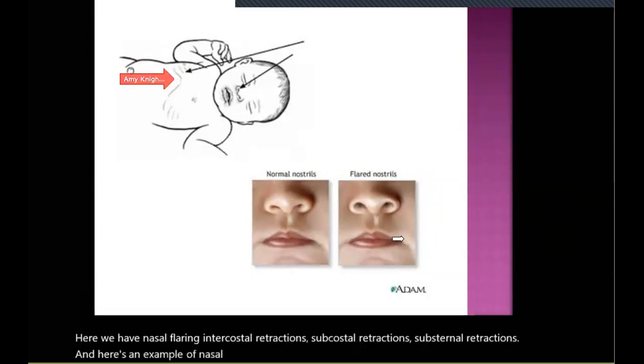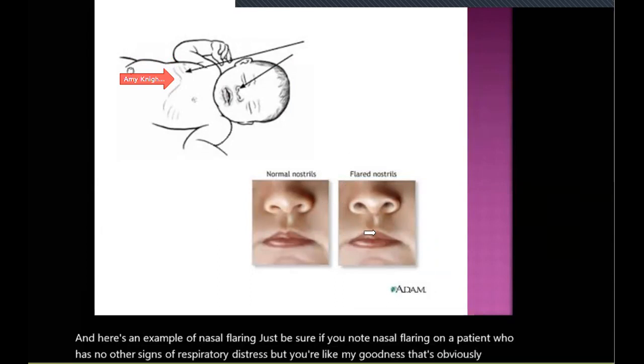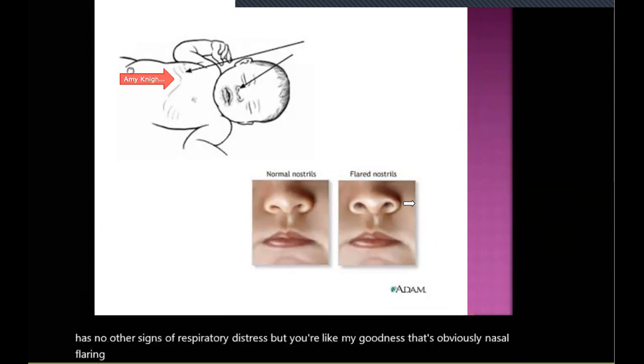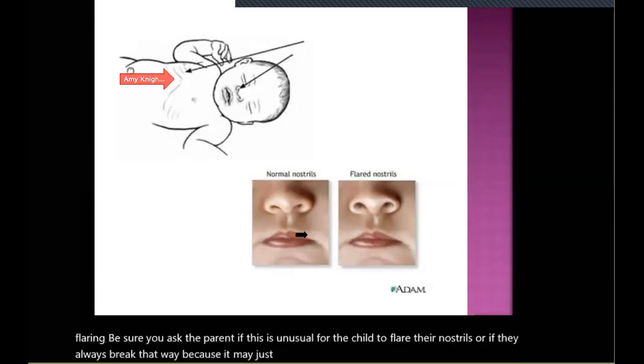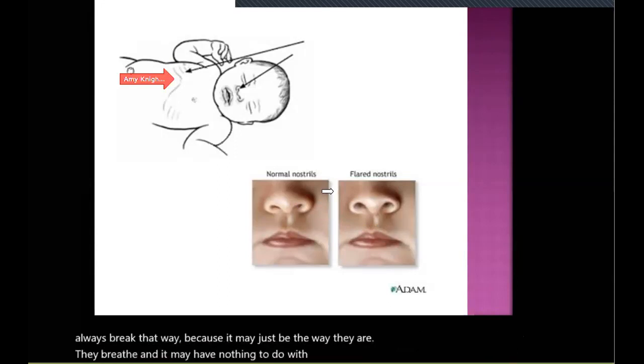Just be sure, if you note nasal flaring on a patient who has no other signs of respiratory distress, but you're like, oh my goodness, that's obviously nasal flaring, be sure you ask the parent if it is unusual for the child to flare their nostrils or if they always breathe that way, because it may just be the way they breathe, and it may have nothing to do with respiratory distress. So it's just a clue, just part of the picture, not the whole picture.